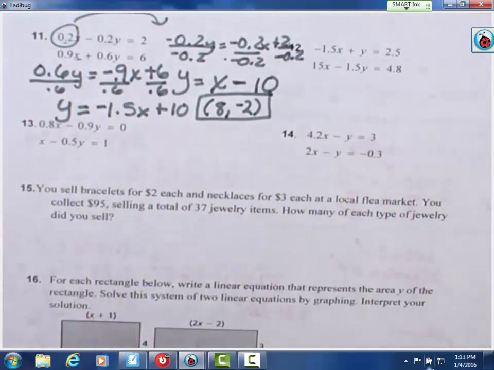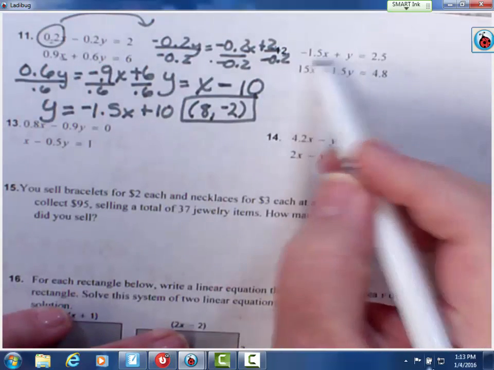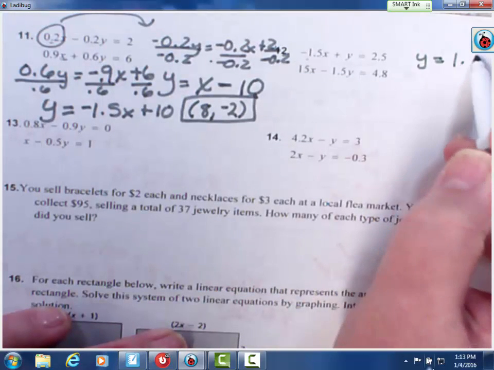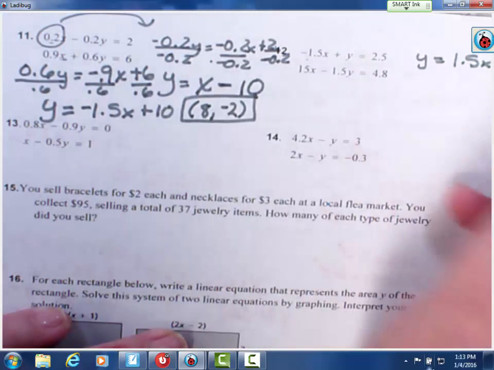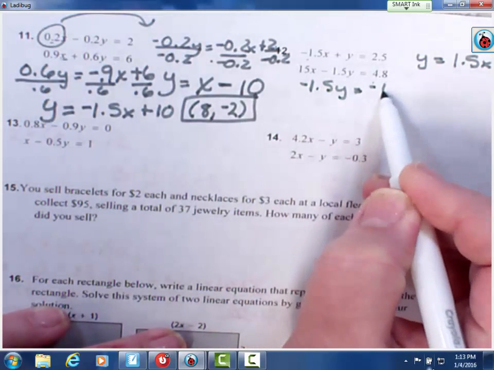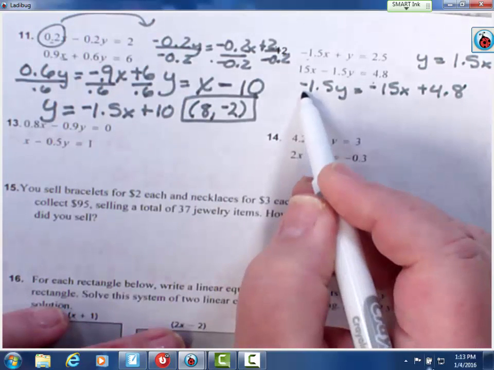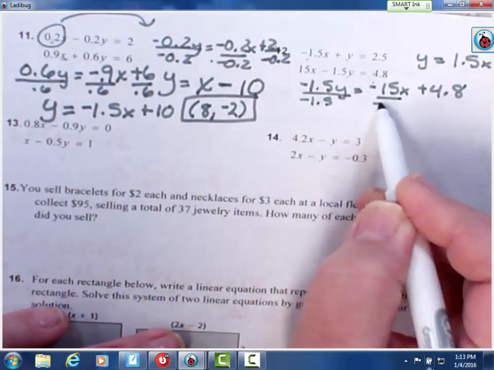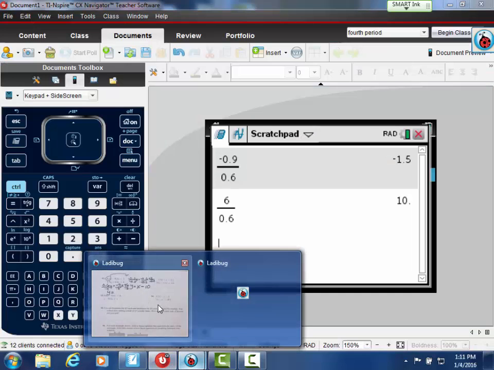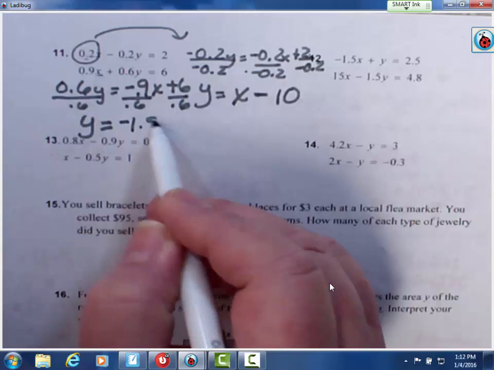All right, so we will continue on. Going to solve for y. This time y is by itself except for this negative 1.5x, so that means we're going to have y equals 1.5x plus 2.5. And then here, we're going to have negative 1.5y equals negative 15x plus 4.8. So we divide by the negative 1.5. Negative 1.5x plus 10.